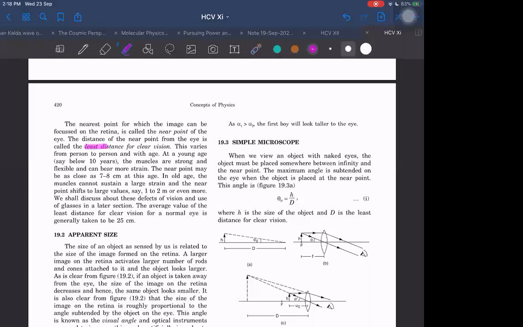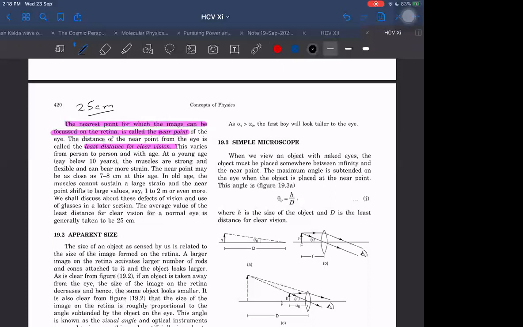This is important. Least distance of clear vision, or we call it the near point. The nearest point for which the image can be focused on the retina is called the near point of the eye, and that is equal to 25 centimeters for an average person. It varies from person to person. Some have a defective eye, so if an eye defect is there, then this may vary. But for a healthy normal person, we assume it to be 25 centimeter.